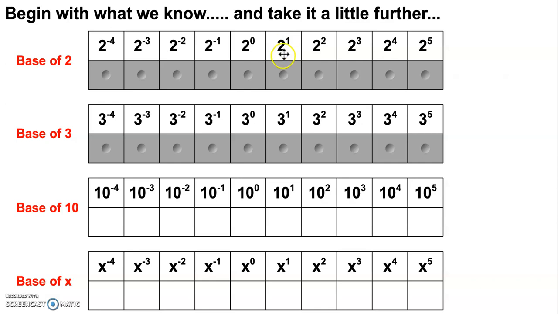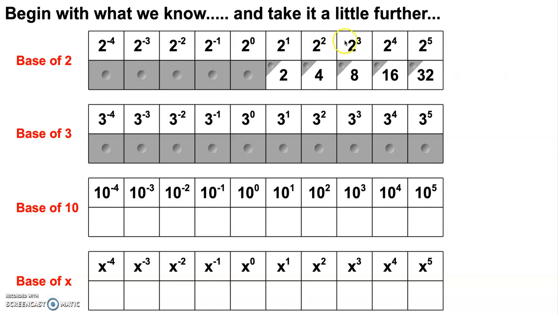So we know 2 to the first power should be 2. 2 squared should be 4. 2 cubed is 2 times 2 times 2, which is 8. 2 to the fourth is 2 times 2 times 2 times 2, which is 16. And 2 to the fifth should be 32.